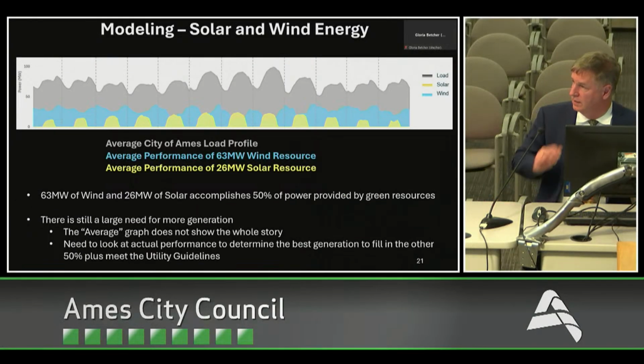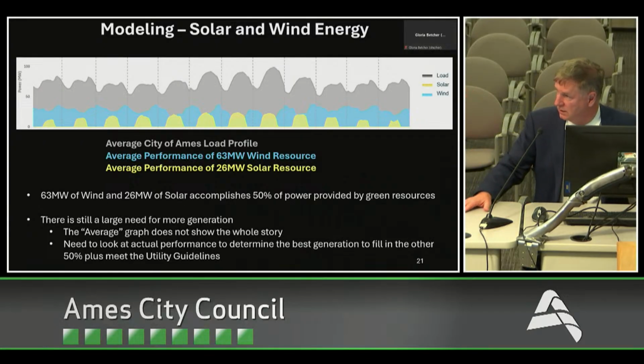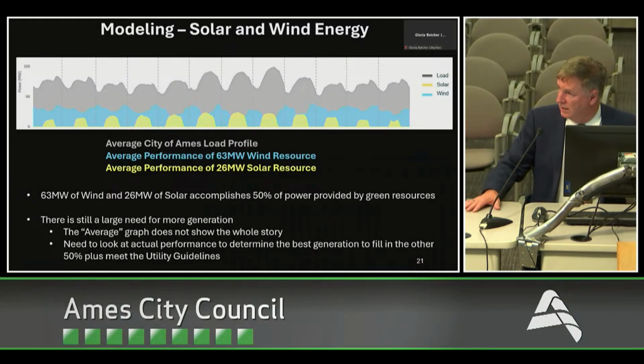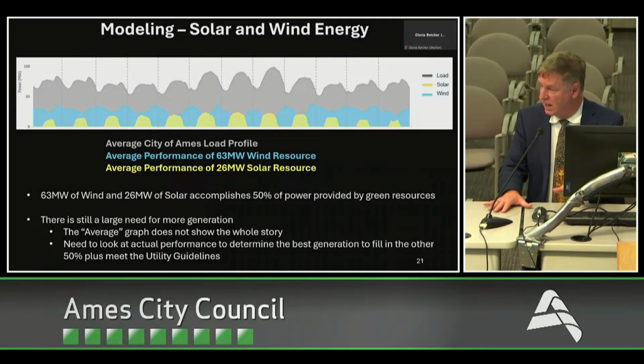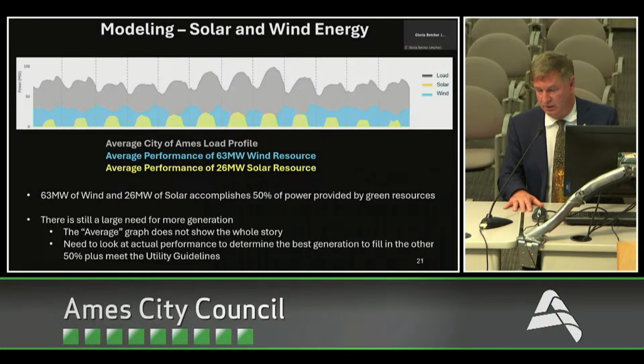All right. The other thing that we did was we kind of plotted, this is Ames city's. The gray is our load profile across a given year. And then we threw in the average performance. So through this modeling, we were able to right size for today how much wind and solar we can bring into our resources to start making us more green. And it came out to about 63 megawatts of wind and about 26 megawatts of solar. That can be tweaked, but this was the number through those 800 scenarios that came out of it.